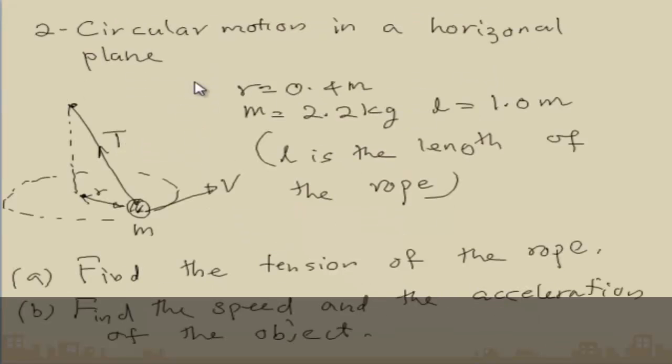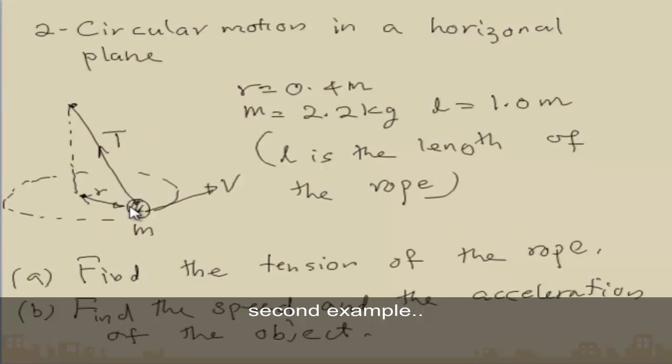The second question: circular motion in a horizontal plane. The diagram shows that the object is rotating in a circle which is in a horizontal plane, and the object is tied to some point above that plane, so there is a tension in that rope.